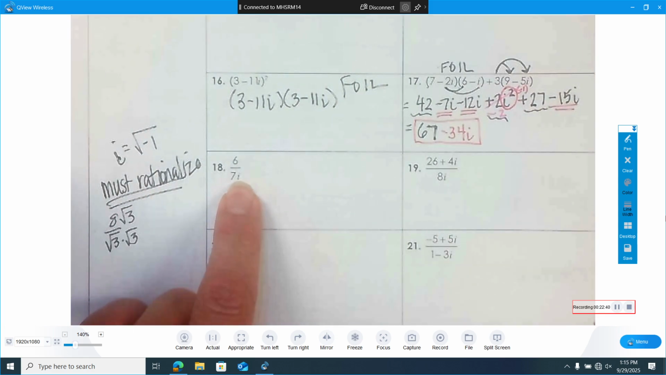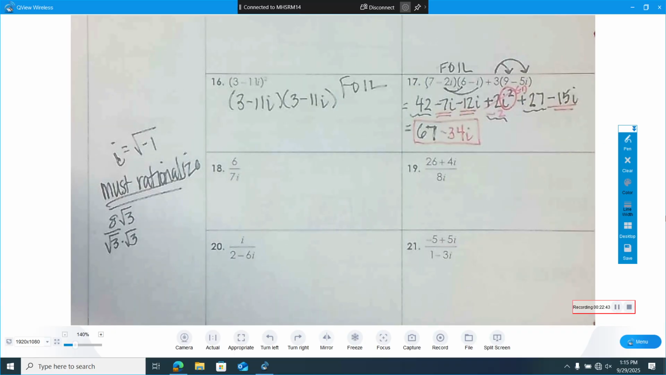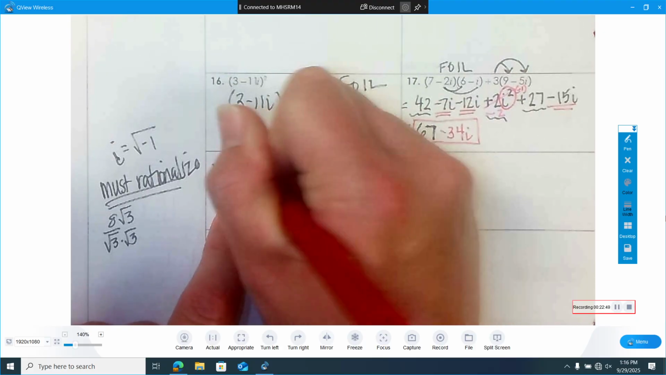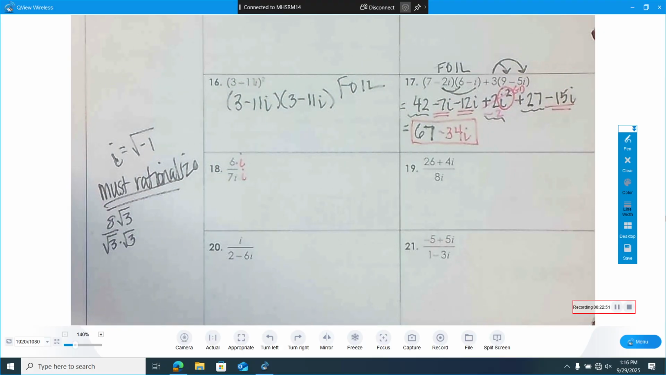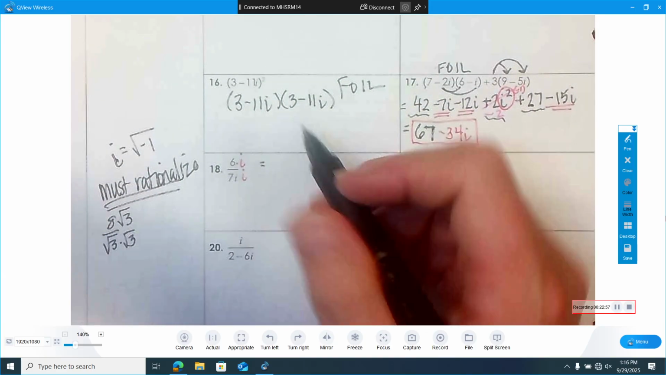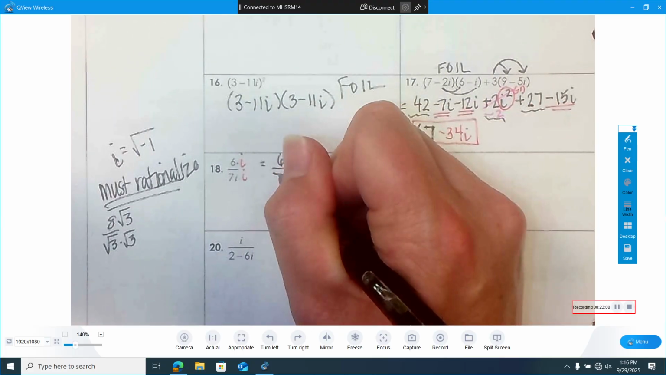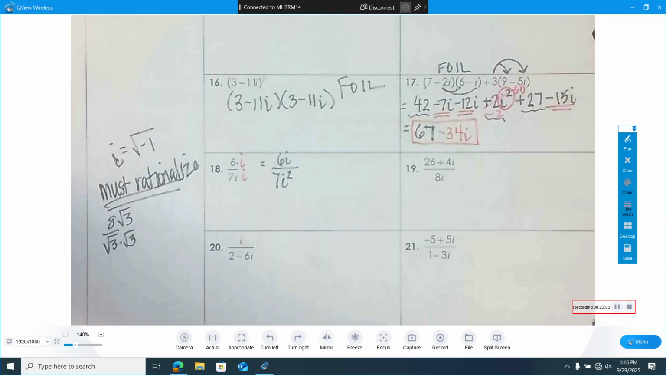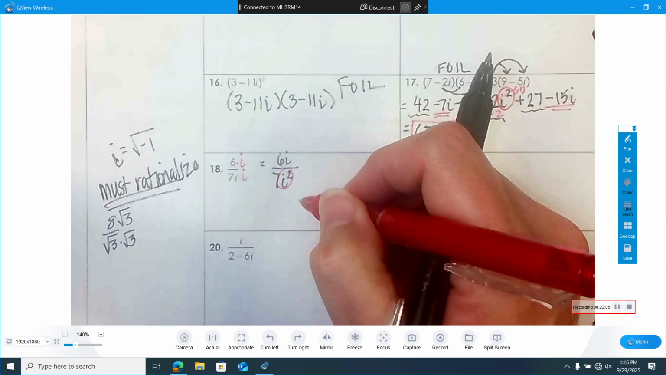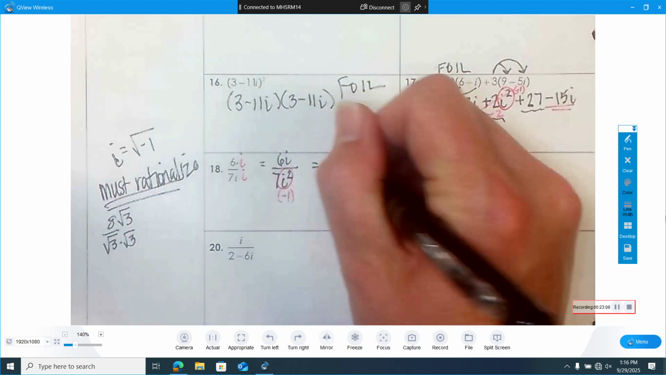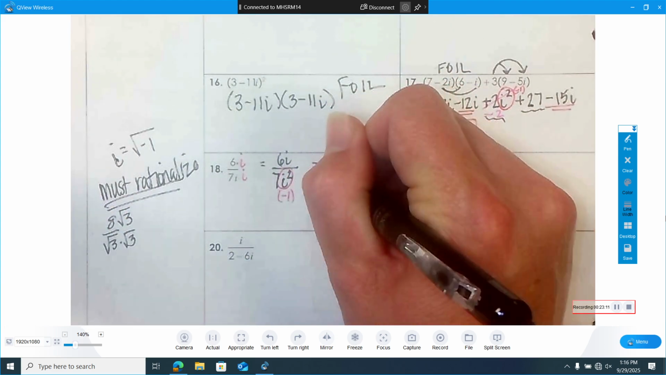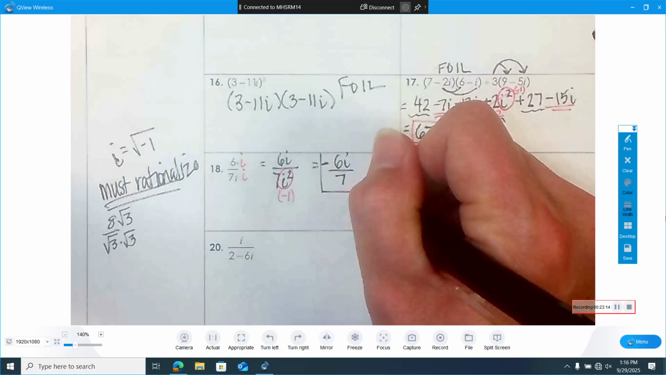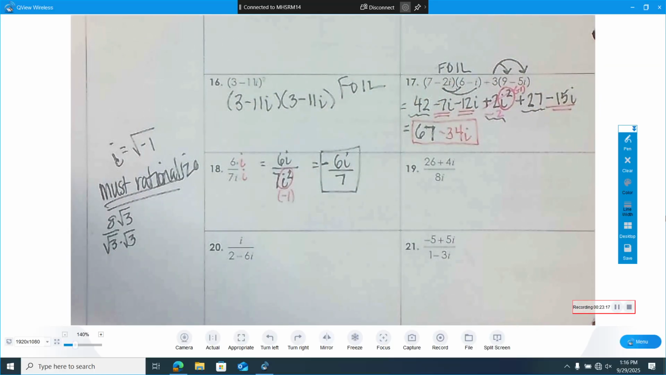So here, I have that i in the denominator. What can I multiply by to clean it up nicely? Square root of negative 1, or just multiply by i, top and bottom. All right. So I'm allowed to multiply by top and bottom. That's going to give me 6i over 7i squared. And of course, i squared is negative 1. So we really just get 6i over negative 7. So yeah, we can pop a negative: negative 6/7 i. Okay.